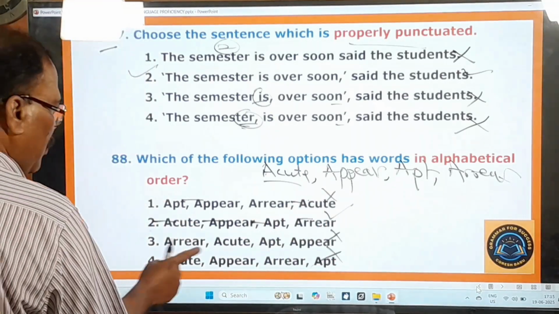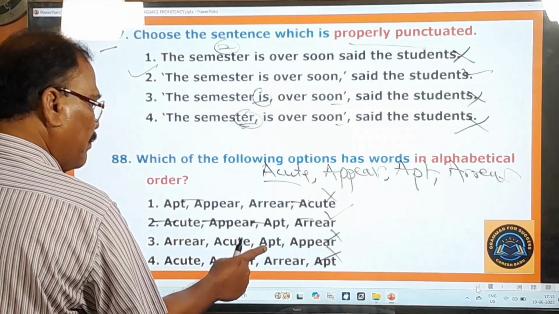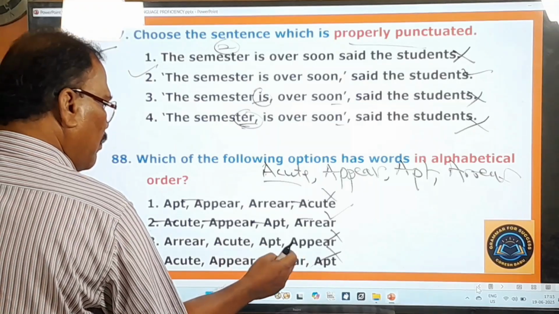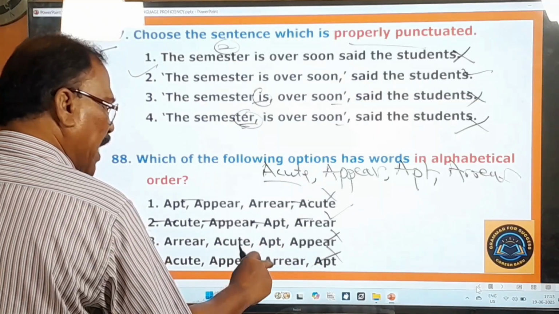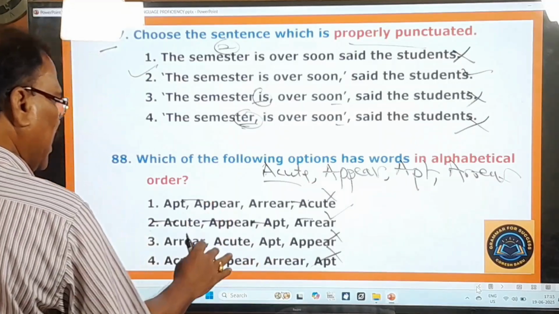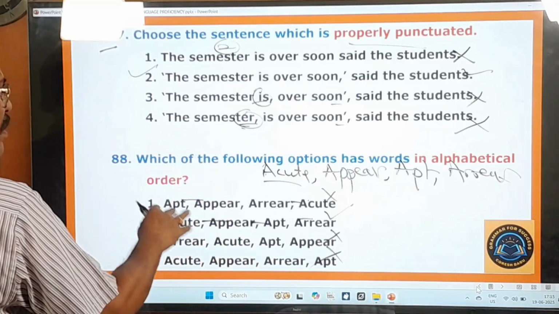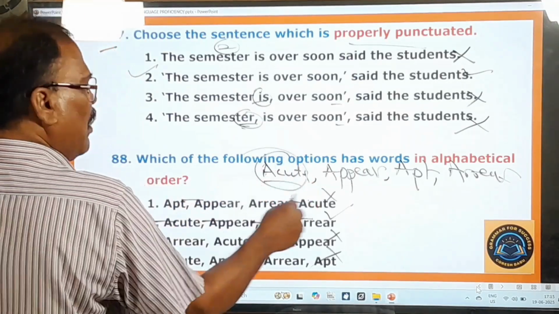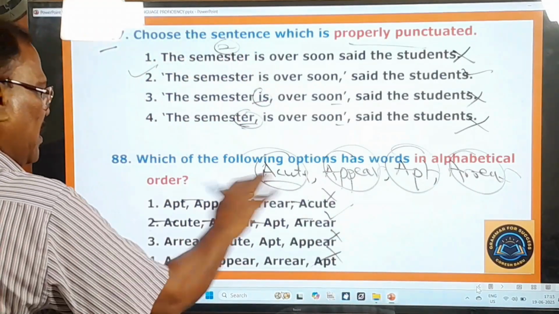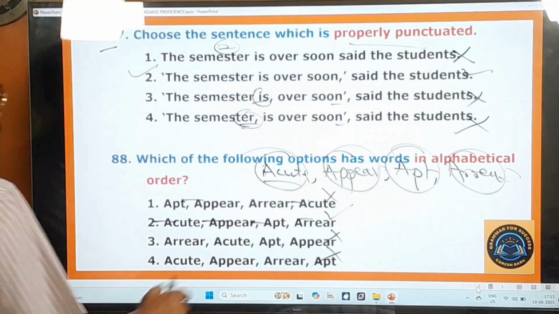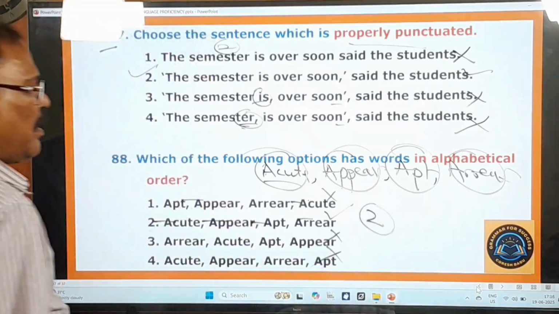So here is acute, appear, area is there. So this area comes after this apt, but not before that apt, isn't it? So in the dictionary, these words come in this way. First acute will come, then appear will come, then apt, then area. Okay, so in this way, that is the alphabetical order. So therefore the second one is only your right option.